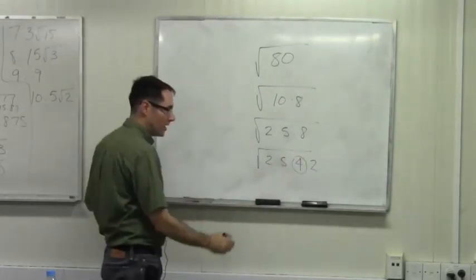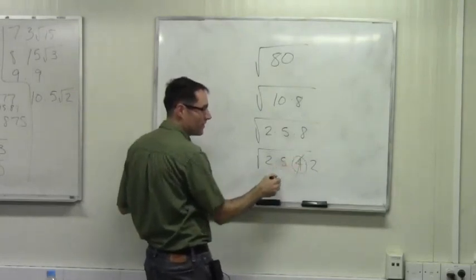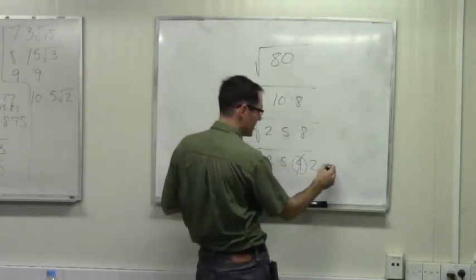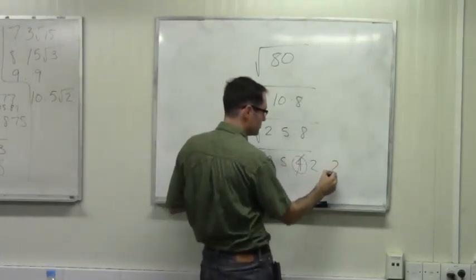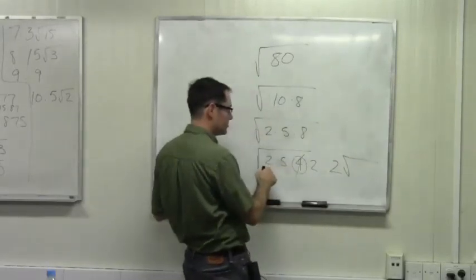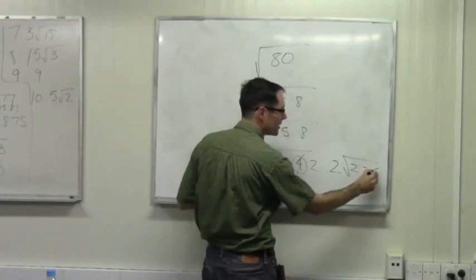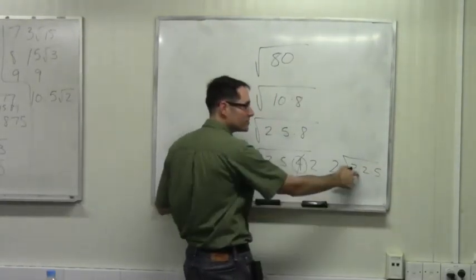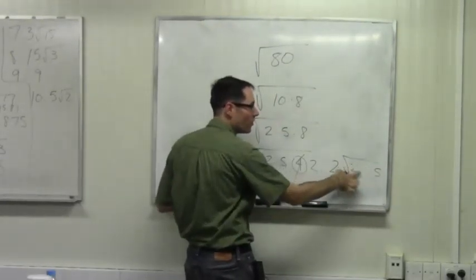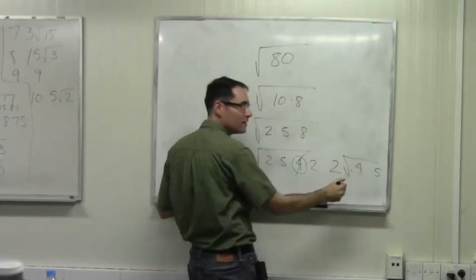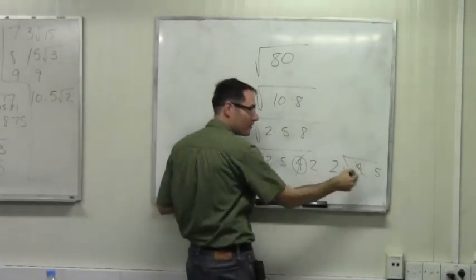OK, so we'll get rid of that. Now this is going to be 2 times the square root of 2 times 5 times 2. Let me write it like this: 2 times 2 times 5. What's 2 times 2? 4. Is that a perfect square? It is. So we can get rid of that one as well.